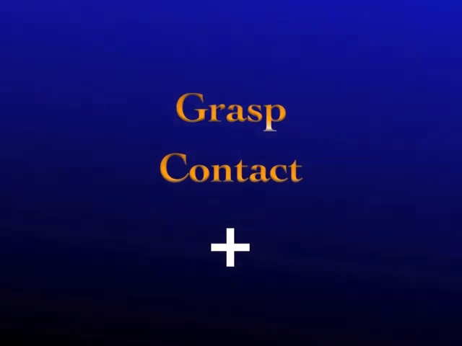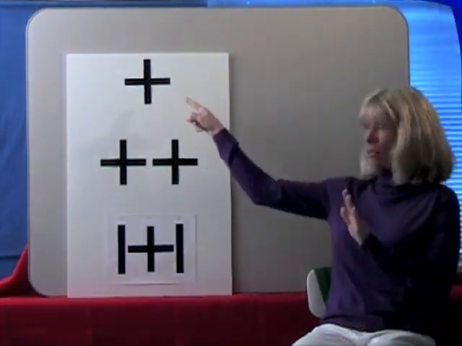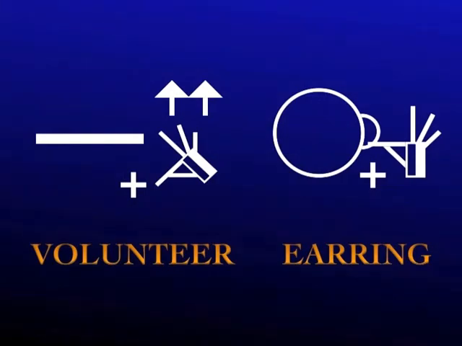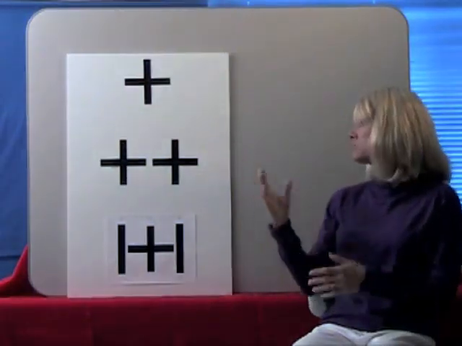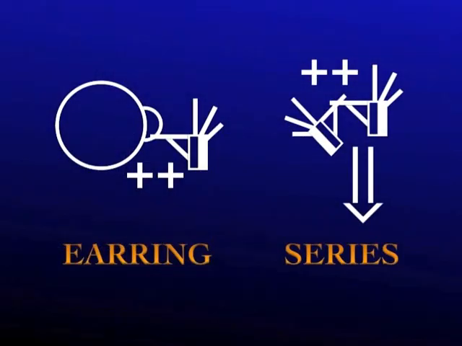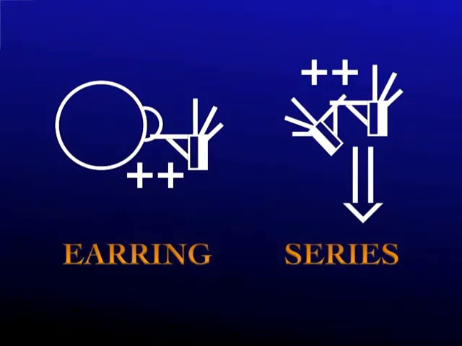Grasp contact. This next symbol means grasps, for signs like volunteer or earring. This is how to write volunteer and earring with the grasp contact. This is when you grasp more than once. For example, when you grasp the earlobe twice for earring, or the sign series, use this symbol. This is how to write earring and series with the repeated grasp contact.